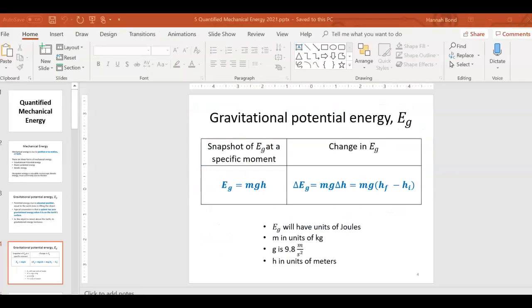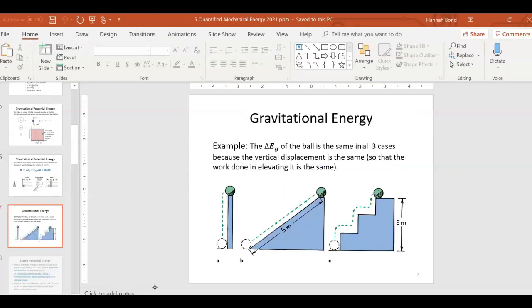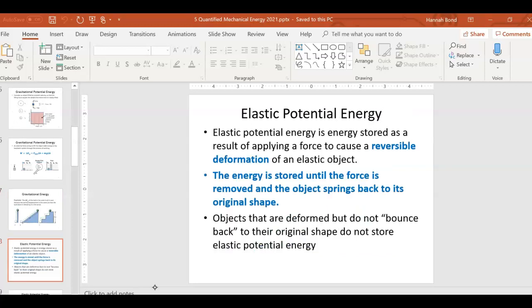Okay, let's go talk about a different type of energy. Let's talk about elastic potential energy. So this is energy that's stored in an elastic object because that object is undergoing a reversible deformation. The energy is stored until the force is removed and the object is allowed to spring back to its original shape.